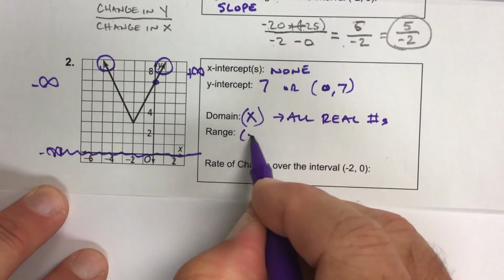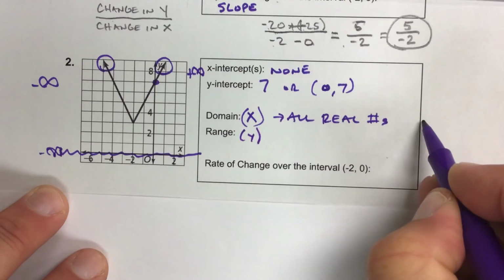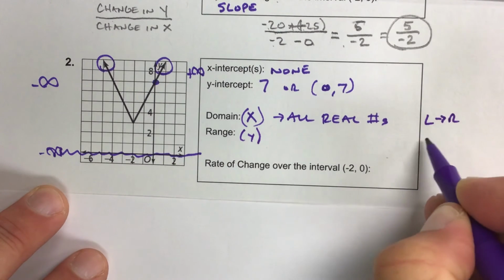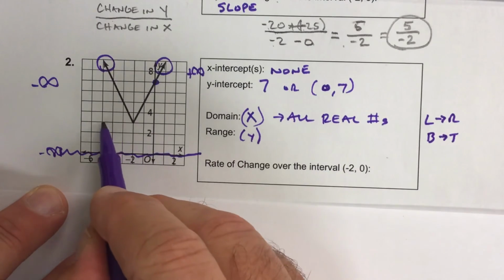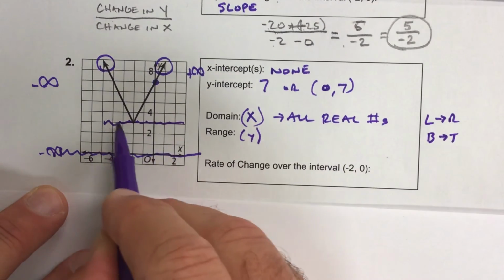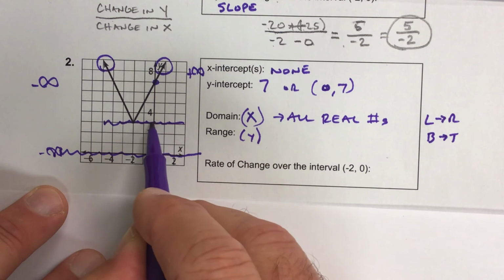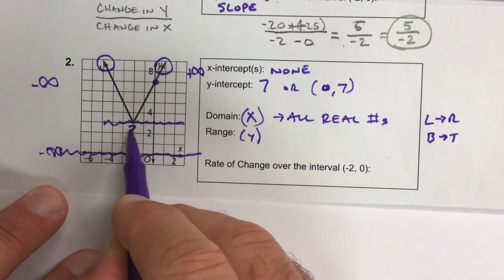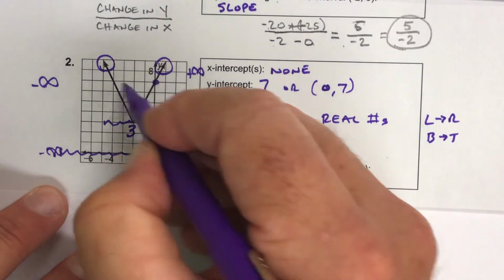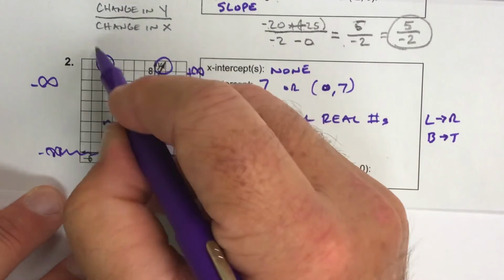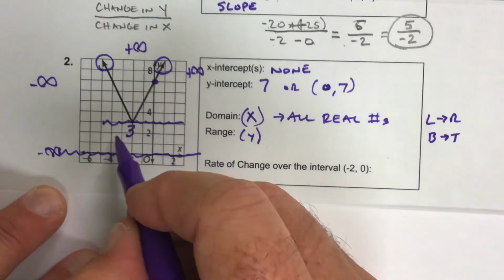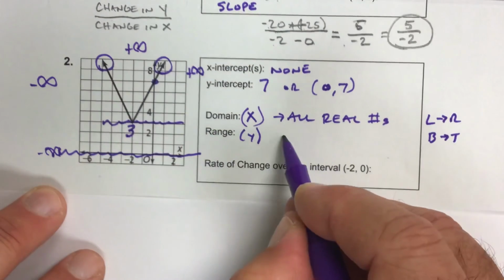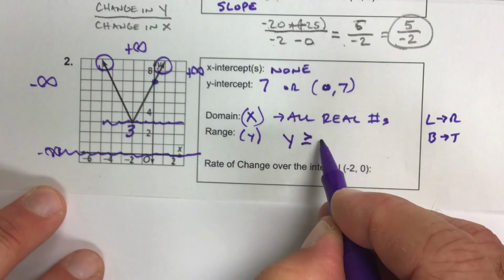And then the range is the y. So again, domain is left to right, range is bottom to top. So where's the bottom at? The bottom, and this is what I would draw the line over here. So what number is this for y? That looks like 3. So the bottom is 3. How far up does it go? Well, these arrows are telling us that it's going to go up forever, and that's positive infinity. So we want all the numbers greater than 3. So y is going to be greater than or equal to 3.